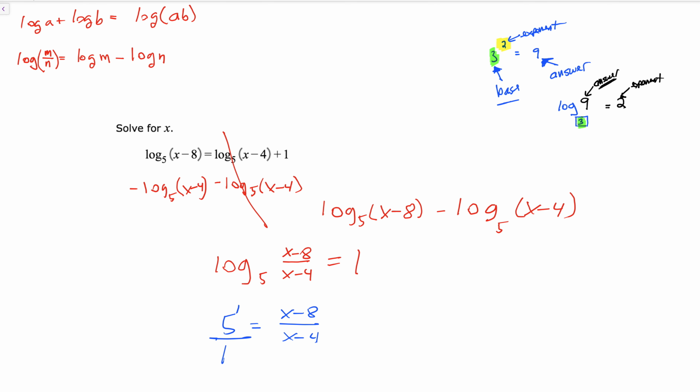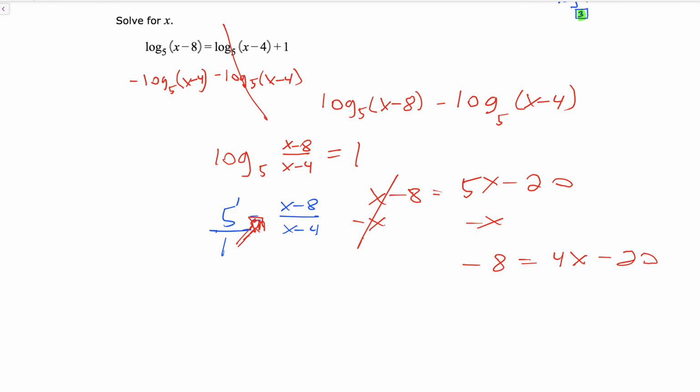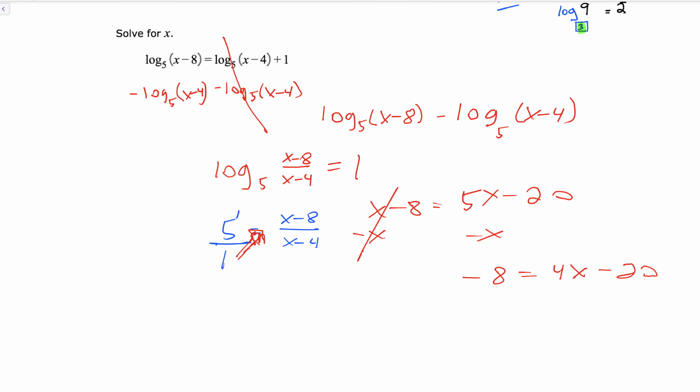So basically you can do that times that, right? X minus 8 equals what? Good, 5x minus 20, so you distribute. All right, so then go minus x, bam, negative 8 equals 4x minus 20. All right, plus 20, plus 20.